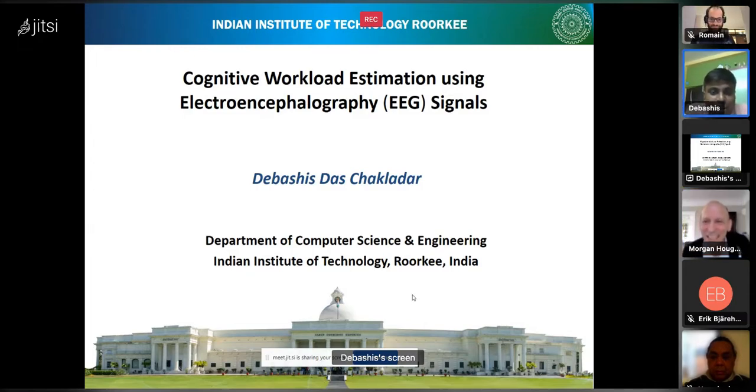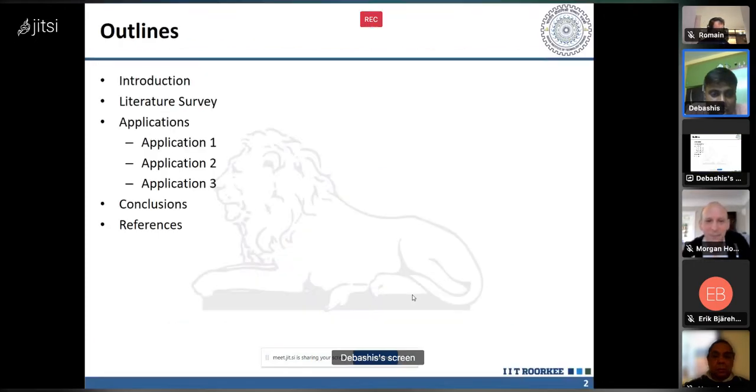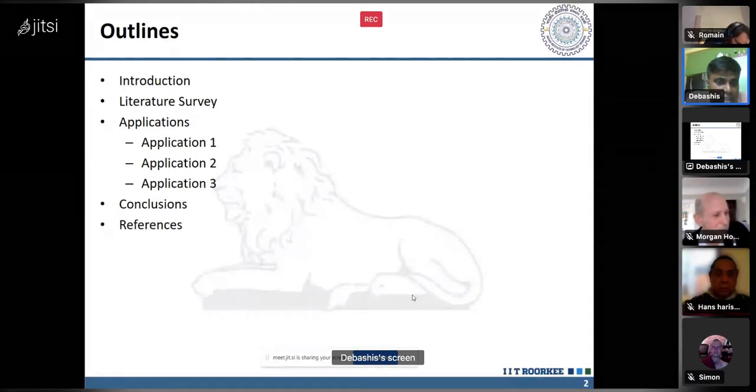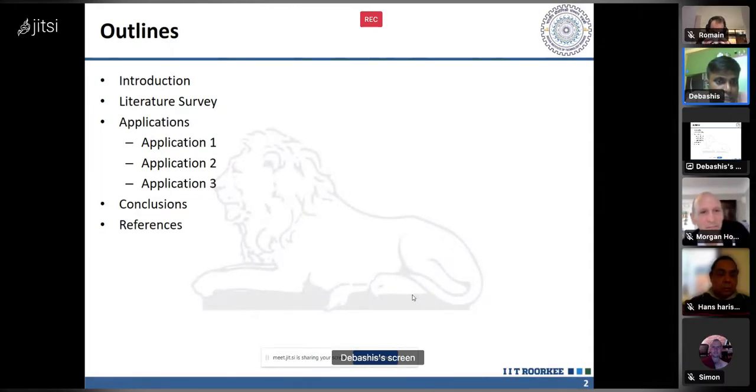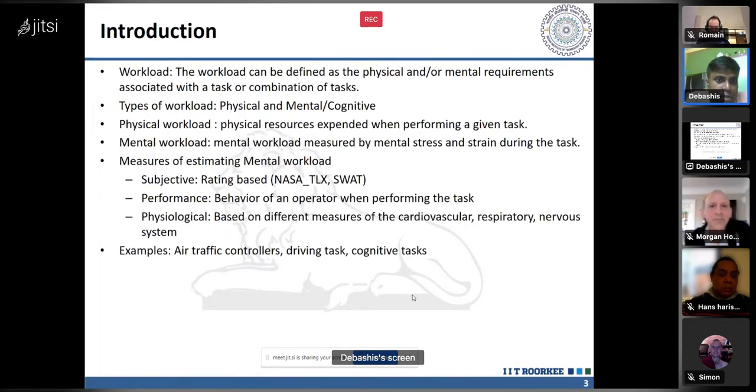Thank you, everyone. So the topic, as Morgan already said, is cognitive workload estimation using EEG signals. This is the outline for today's presentation. I will briefly cover the three main applications I have done in my PhD work and some literature survey. First, I have to highlight the introductory part: what is called a workload.